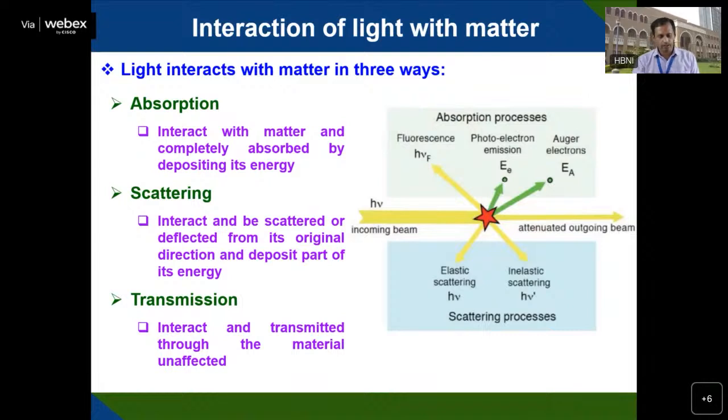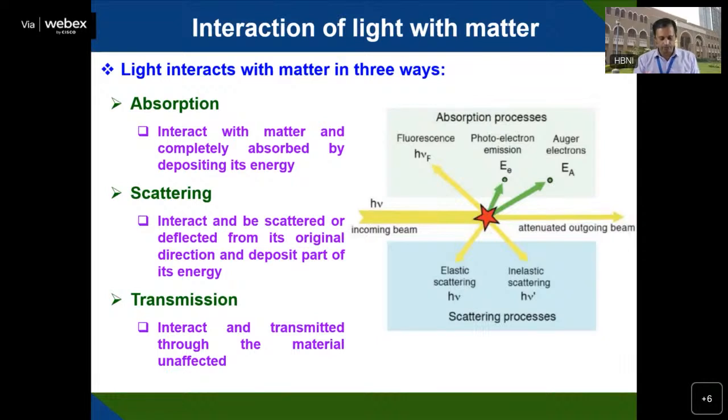Before going to radiation and matter, we will first discuss the interaction of light with matter. When light falls on matter, three phenomena occur: absorption, scattering, and transmission. In absorption, the light interacts with the matter and is completely absorbed, depositing its energy. In scattering, the beam interacts and is scattered, deviating from the original direction and path.